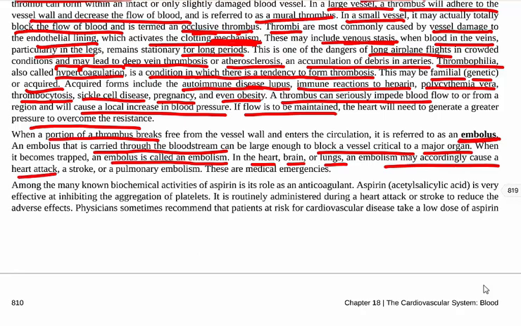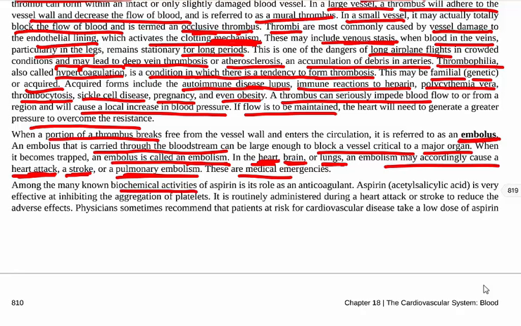So if we have an embolus, which is a thrombus that breaks free and is floating around, it's an embolus. And then the embolus, when it gets stuck somewhere, is an embolism. When that embolism happens in the heart, we have a heart attack. When it happens in the brain, we have a stroke. When it happens in the lungs, we have a pulmonary embolism. And then, of course, these are medical emergencies. A heart attack, a stroke, pulmonary embolism are very serious situations.